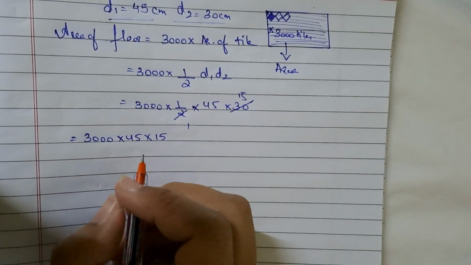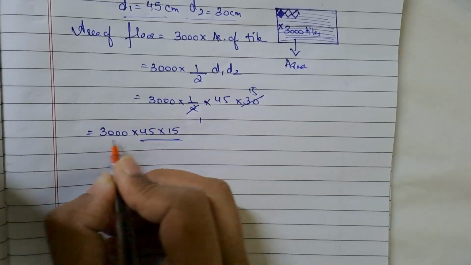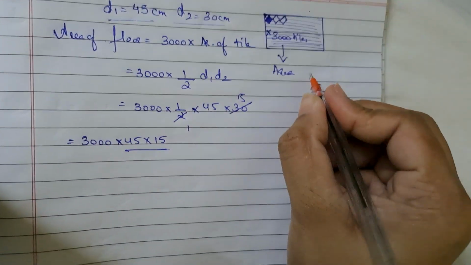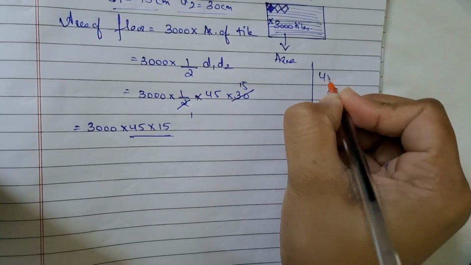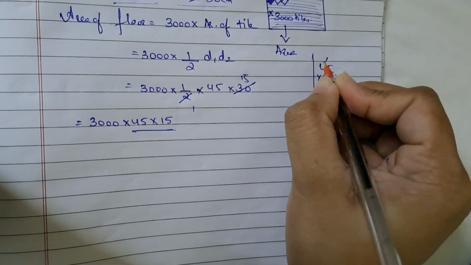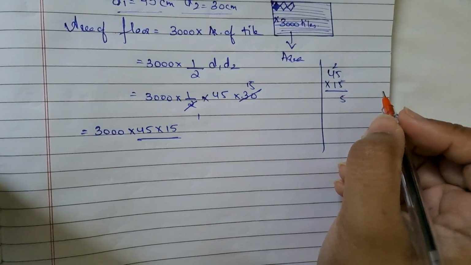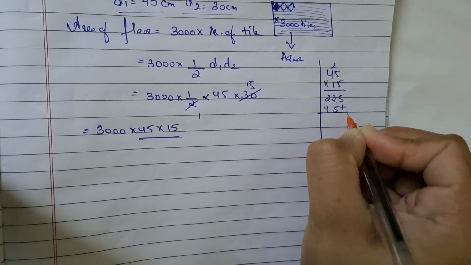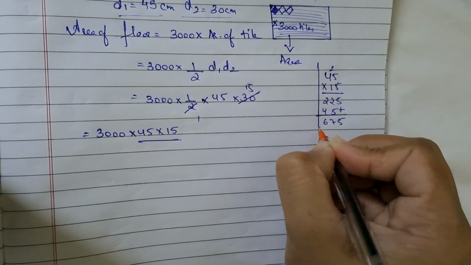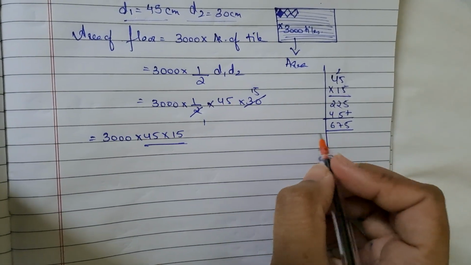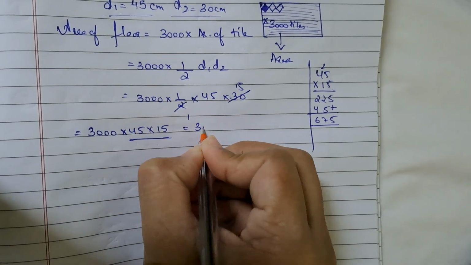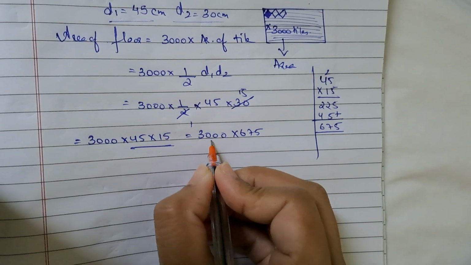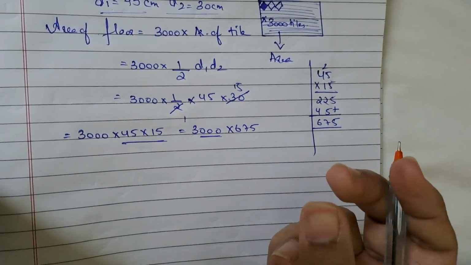What is the difficult part in multiplying is this one. This is a very easy number, only multiply by 3 and put the remaining zeros, it's okay. But the difficult one is this one. So 45 times 15: 5 5s are 25, 5 4s are 20, 20 plus 2 is 22, plus 5 and 4... that's 675. Now 675 times 3, so we'll write it down. 3000 times 675, so these 3 zeros I got.